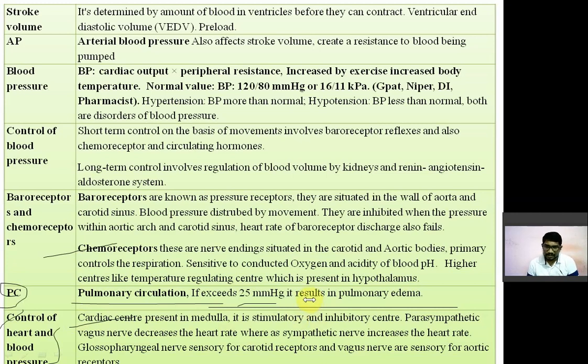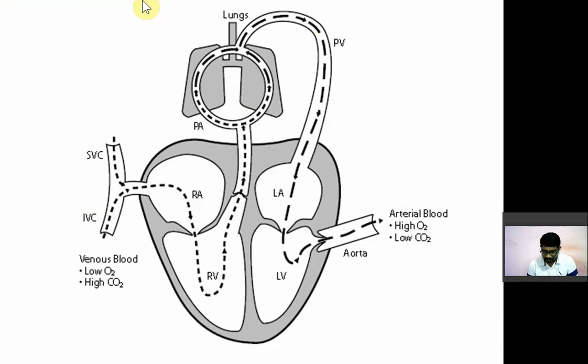The parasympathetic vagus nerve is supplied to the heart. It will decrease the heart rate and force of contraction, whereas the sympathetic nerve will increase the heart rate and force of contraction, via the glossopharyngeal nerve. So that's how control of blood pressure works. Now you can see again here the movement of blood in the heart. This venous blood comes through two major veins, the superior vena cava and the inferior vena cava. This one is the superior vena cava, and this is the inferior vena cava.